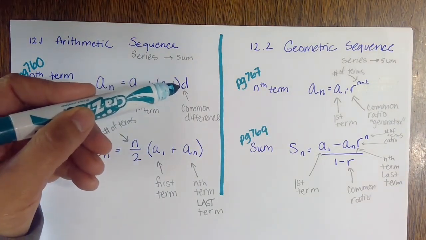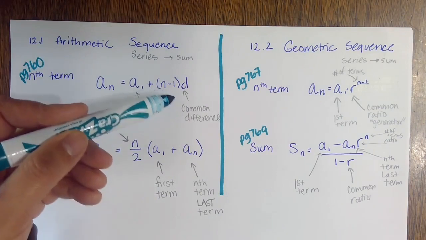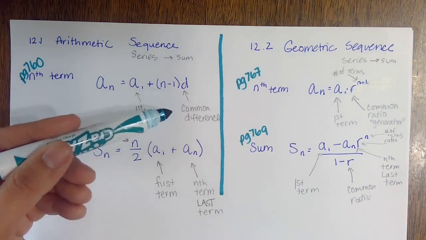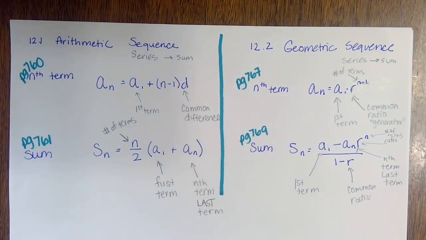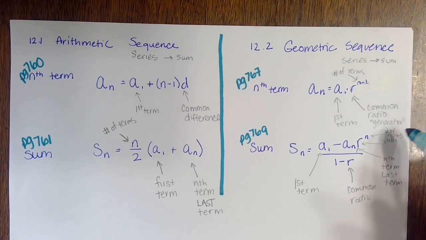The d for this one stands for the arithmetic sequence, the common difference, what it's increasing by or decreasing by. So what you're adding every time or what you're subtracting every time. This one is a geometric sequence and it has a common ratio. Common ratio is what you're multiplying by every time. Also sometimes referred to as the generator. So common ratio or generator. Copy all that down, and then I'm just going to do the problems from your book.